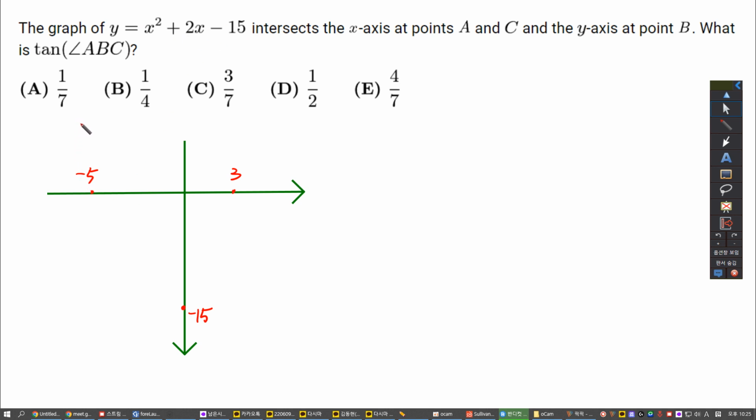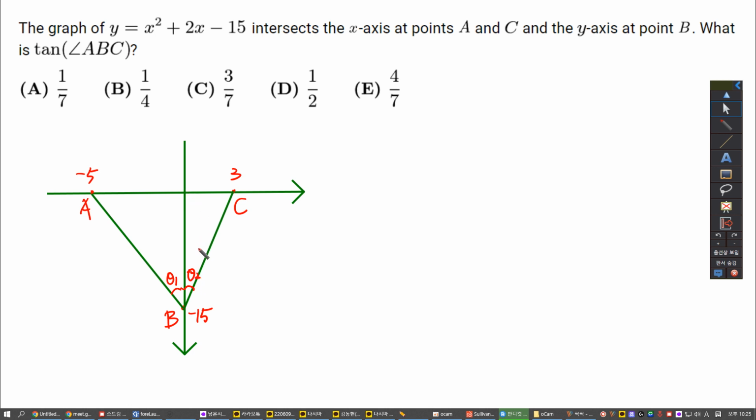So we can make this triangle using these points. So A, B, C. And we want to find the tangent value of this angle ABC. So we can divide this angle into two parts. Let's say theta 1 and theta 2.